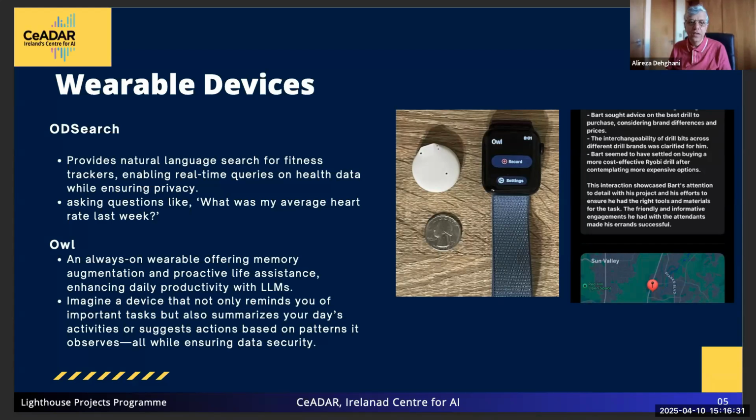Owl actually is like a powerful memory boosting assistant you wear all the time, right? It watches your day, learns from your habits, and helps you to stay productive. So, for example, it can remind you about important things to do. It can summarize what you did today. It can suggest helpful actions like take a break, finish the task. That's very interesting, isn't it?